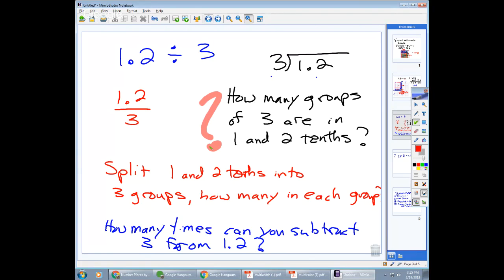Split 1 2/10 into 3 groups, how many are in each group? That makes me think of money. If I had $1.20 and I needed to share that among 3 people, I could totally make change and do that, right? So this one seems pretty doable. So I've got a lot of faith in this one right here.